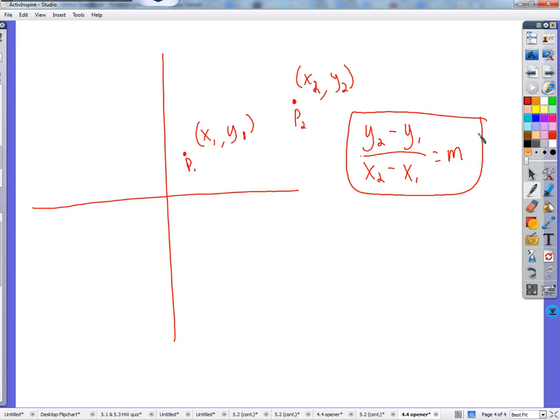So, just a couple of things we've said already, but maybe you didn't catch. It doesn't matter which point comes first, which point you call point 1 or point 2. It'll all come out the same in the end.